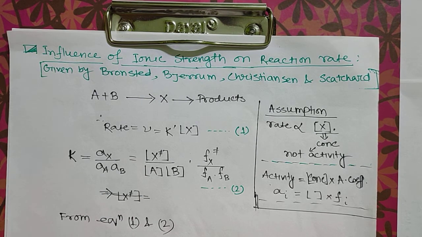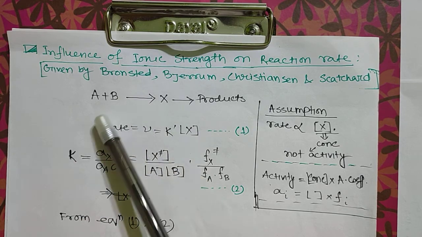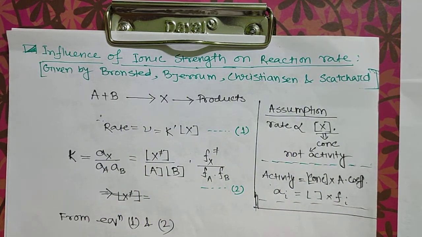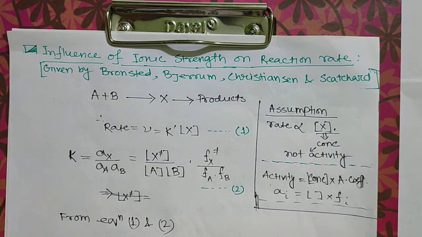This equation was first given by four scientists: Bronsted, Jerome, Christiansen and Scatchard. At that time it was given for ionic solutions, but later it was assumed for the model of the activated complex in ionic solution. So let's see how the final equation comes.